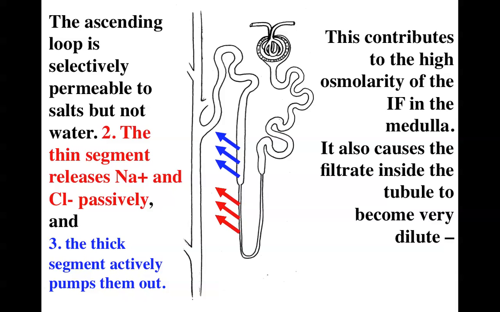It also causes the filtrate inside of the tubule to become very dilute, or very low in salt. So again, the number that I would use here as an example would be 100 milliosmoles. So it's actually hypoosmotic to the surrounding tissues, which we already said were 300.